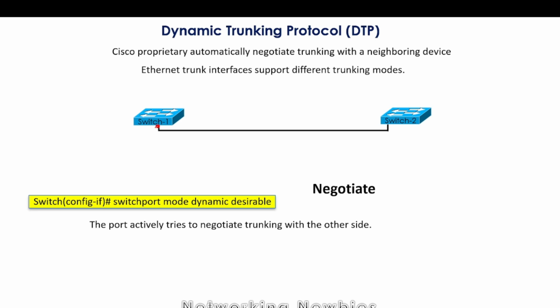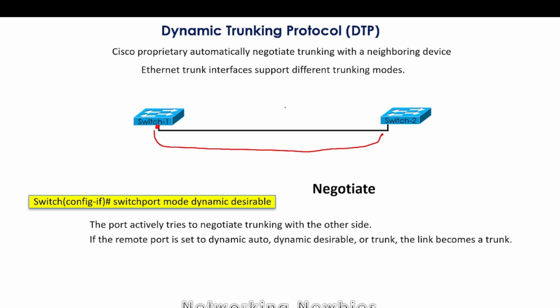So this will start asking, it will try to convince this port to work in trunk mode. So this will start actively negotiating with the other side. And during negotiation, if the remote side is configured in dynamic auto, or maybe dynamic desirable, or trunk, then this port becomes a trunk port. And if the remote port is set in access mode, if this port is only manually set to work in access mode, then this port will also become access mode.